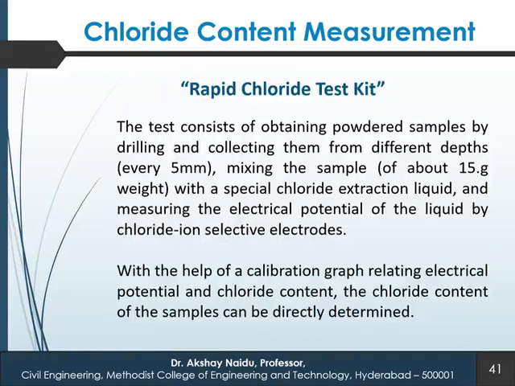So what is this Rapid Chloride Test Kit? The test kit consists of obtaining powdered samples by drilling and collecting them from various depths, mixing a sample of about 15 grams weight with a special chloride extraction liquid and measuring the electrical potential of the liquid by chloride ion sensitive electrodes. This way we can identify how much chloride is there. With the help of a calibration graph relating electrical potential and chloride content, the chloride content of the samples can be directly determined. This is the rapid chloride test kit.